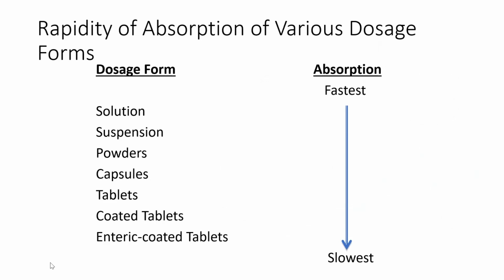So, rapidity of absorption of various dosage forms. If we look at which is the fastest versus which is the slowest, this is important in the sense that you need to understand how quickly it's going to be absorbed in the body and take effect, okay? So if a patient takes a pain pill versus being given an IV dose of pain medication, there's going to be a big difference in the time. Even anxiety drugs. The fastest is a solution all the way down to an enteric coated tablet, which is like a slow release, okay?